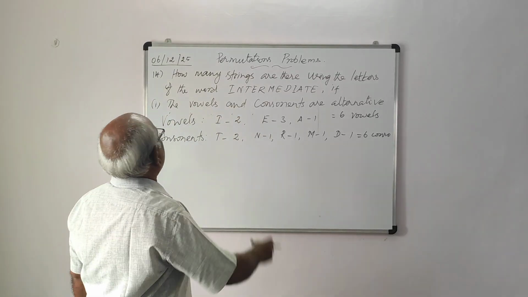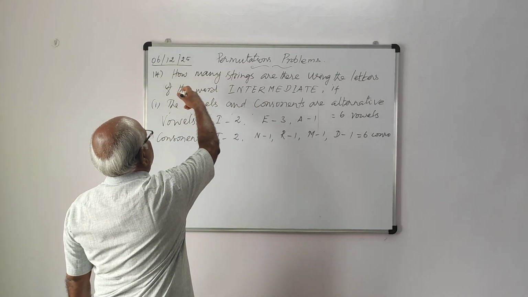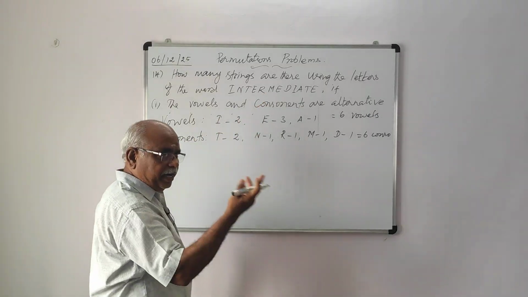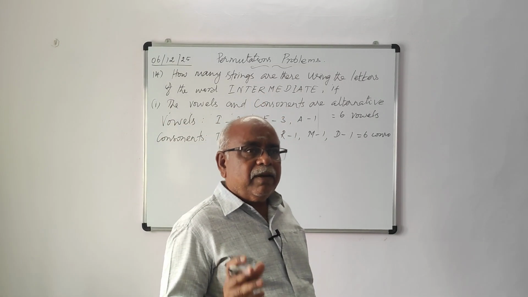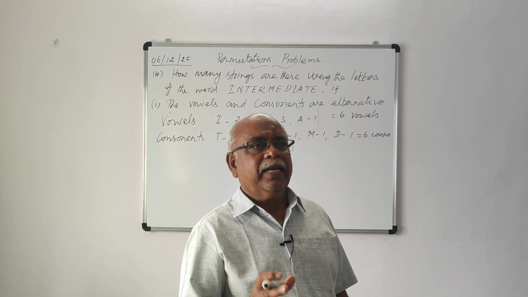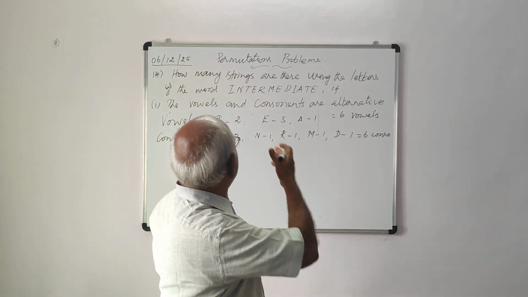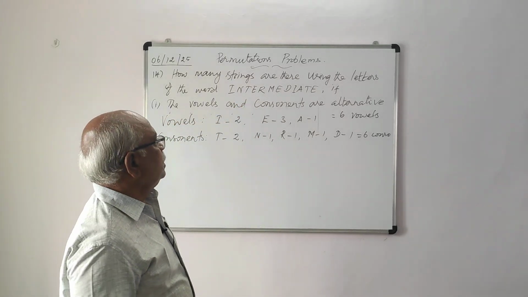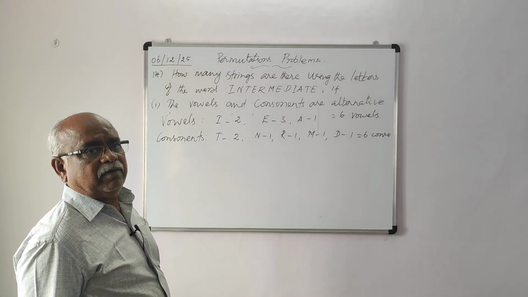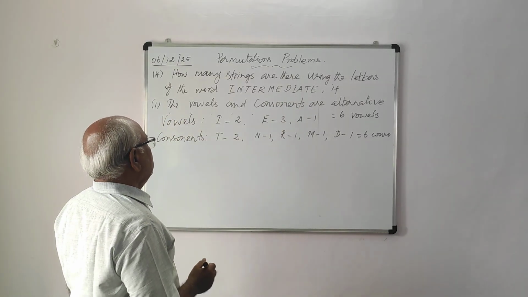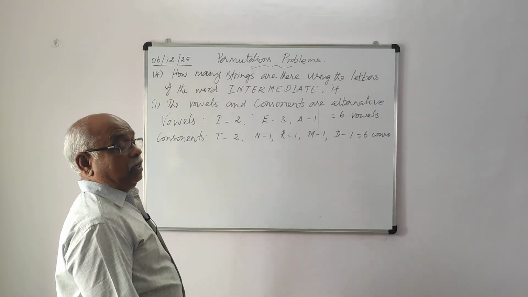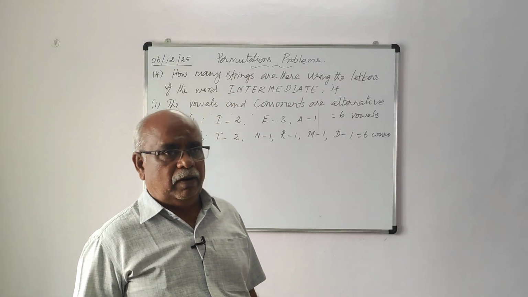Next problem. How many strings are there using the letters of the word intermediate if the vowels and consonants are alternating? From the word intermediate, how many words or strings can you form such that vowels and consonants come alternately? The total number of letters in the word intermediate is 12.